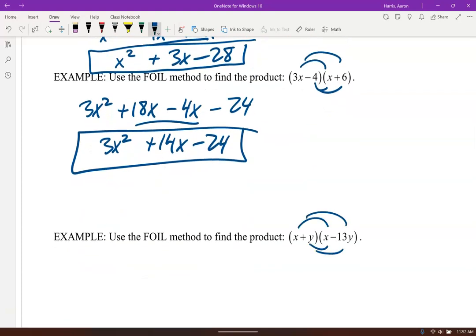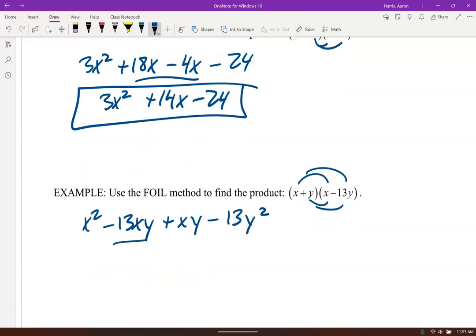I think one more and then we'll have you guys try it. X times x, x squared. Outer, x times -13y is -13xy. Y times x, I'm going to write that as xy in alphabetical order. Y times -13y, -13y squared. Looks like those two are the only like terms. -13 plus 1, -12xy, minus 13y squared.